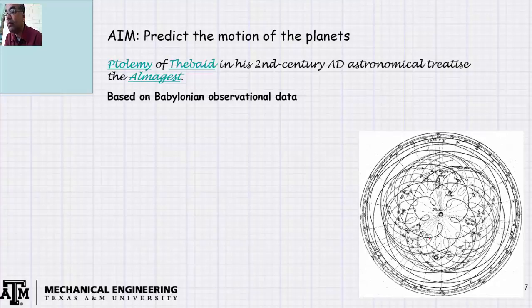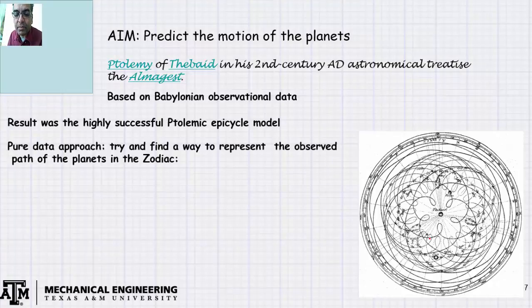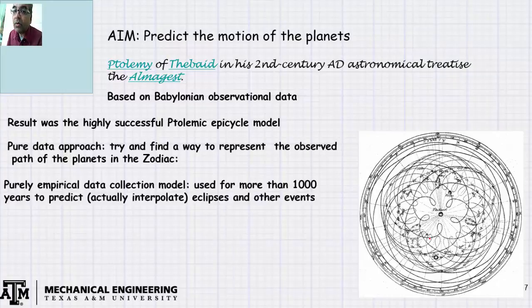There is no model, there is no theory, there is no simulation, nothing. He just plots the thing and then tries to fit it with some curves. So this is entirely a curve fitting approach, and it is remarkably successful, and it's called the Ptolemaic epicycle approach. An epicycle means cycle within a cycle, so circles within circles. So it looks like a gear system. And it was a pure data approach. Find a way to represent the observed path of the planets in the zodiac, and it was able to do that. Worked for more than 1,000 years very well.